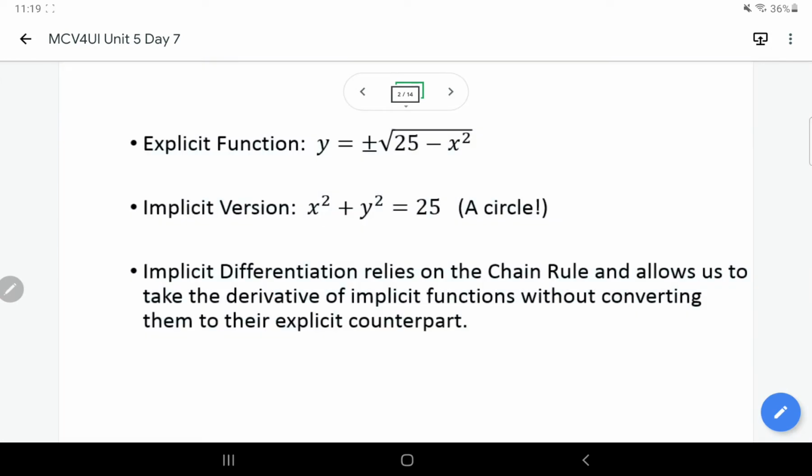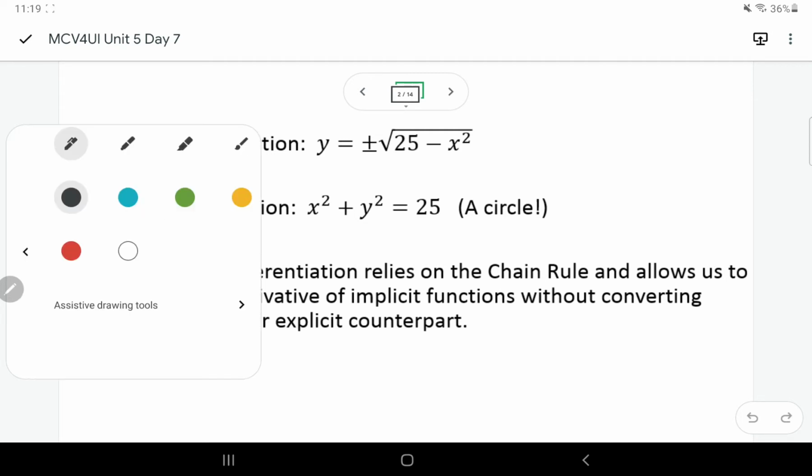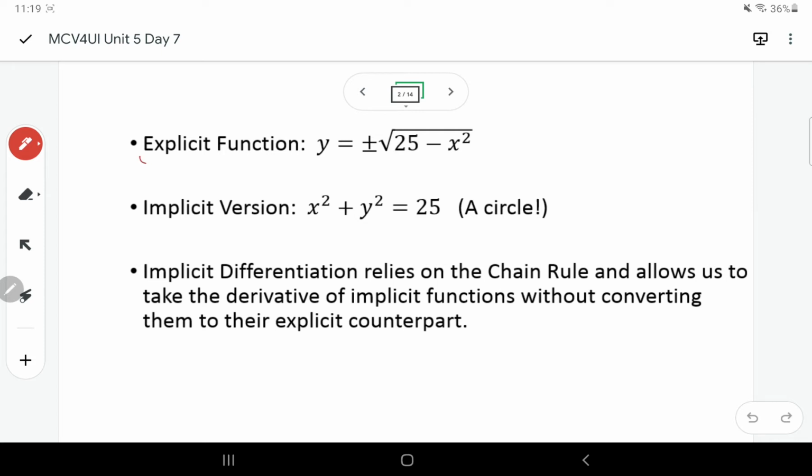So first of all, looking at what the difference between an explicit and an implicit function is. An explicit function is the type that we're used to seeing, having something that's y equals or f of x equals. That's the normal kind of function we're used to seeing, especially when we're doing derivatives.